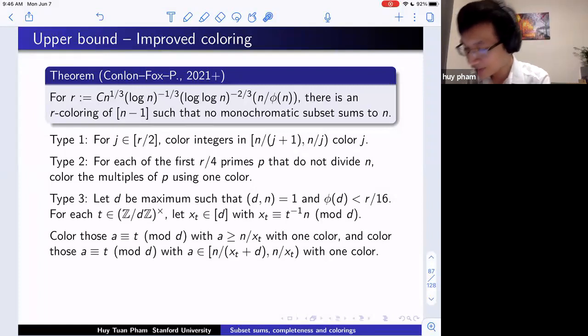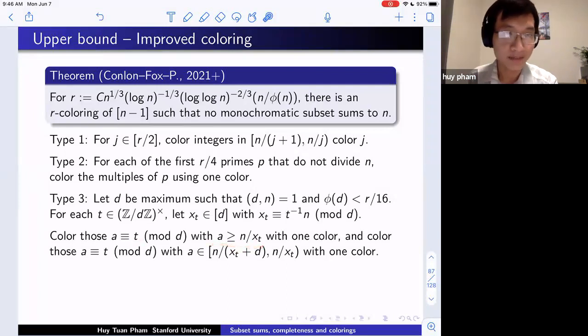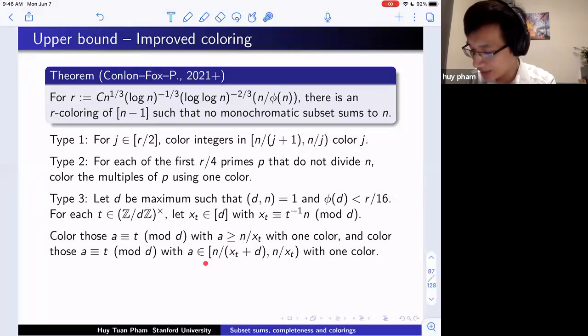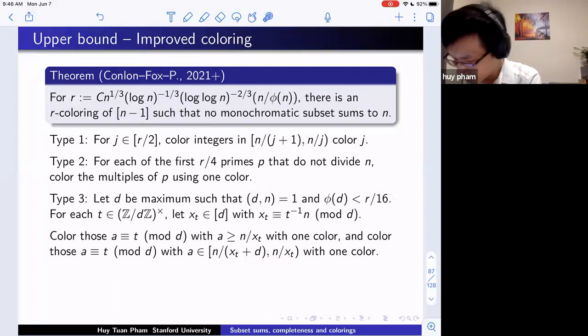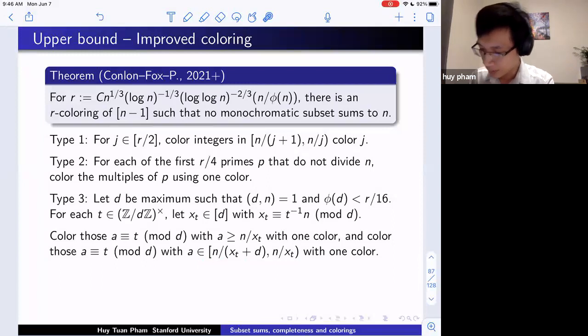The first color class consists of those a congruent to t mod d with a having size at least n over x_t. And the second color class will be those a congruent to t mod d and a lies in this interval from n over x_t plus d to n over x_t. And so here for each t co-prime to d, we have two color classes. So in type 3, we have 2 times phi of d many color classes.